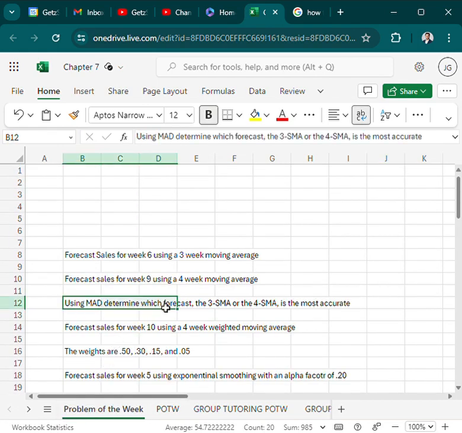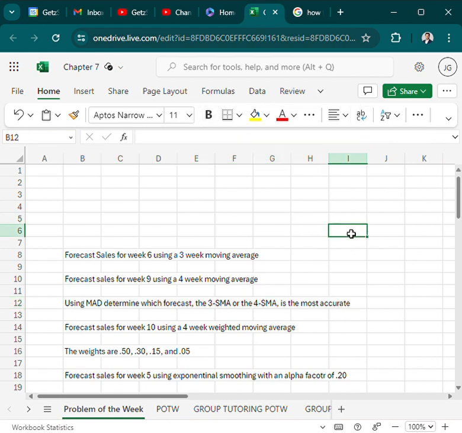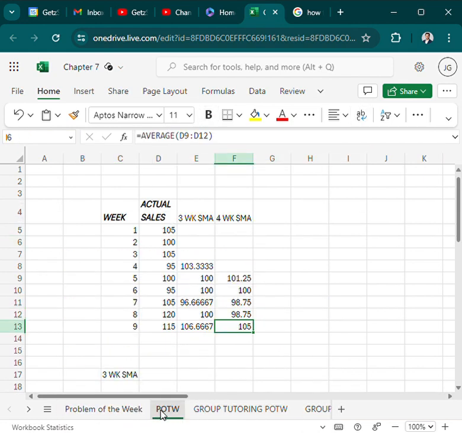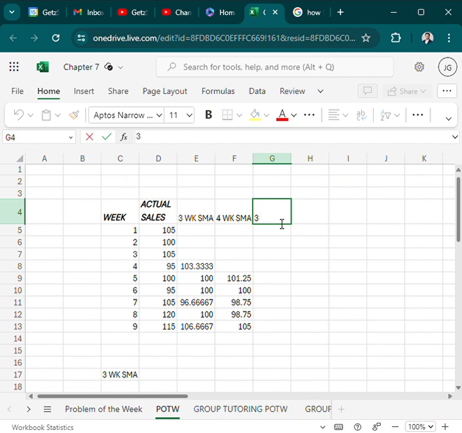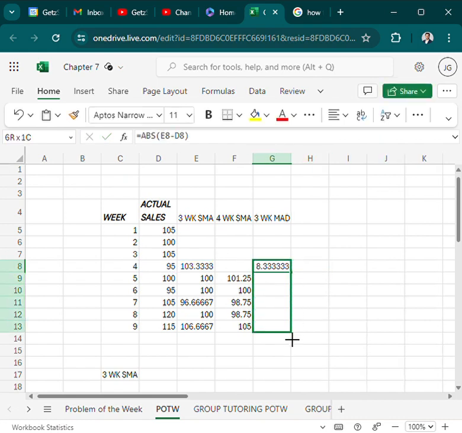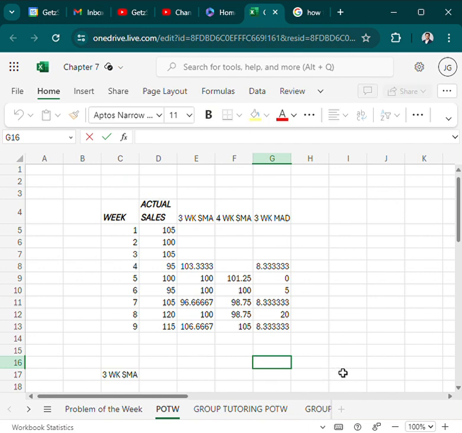Next, using MAD, determine which forecast, 3 SMA or 4 SMA, is most accurate. Let's do a 3-week MAD. To do this, we take the absolute value of our projected minus our actual, and then drag that down. To find the actual MAD, we take the average of all of these, for weeks 4, 5, 6, 7, 8, and 9.